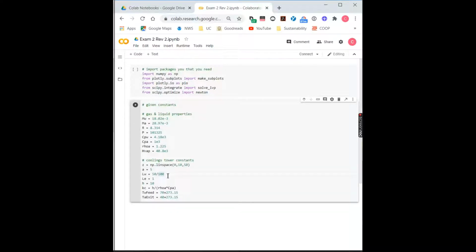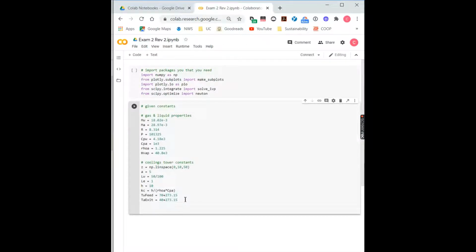Then we have our mass flow rate per area for the water, so there's 50 kilograms per second, divided by that 100 square meters of area for the water. The Lewis number in the problem is given as 1. Our convection heat transfer coefficient is 10. Our mass transfer coefficient, which we derived using the non-dimensional numbers like the Lewis number and the Sherwood number, calculated to be h over rho A times specific heat capacity of the air. And we are also given the feed temperature of the water and the exit temperature of the water.